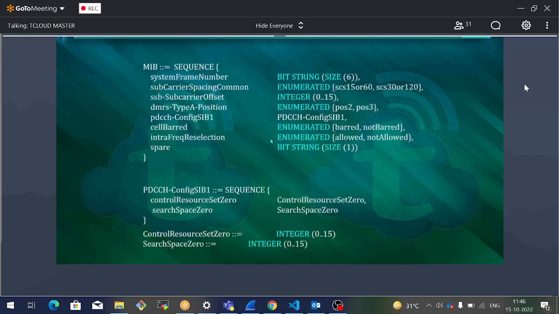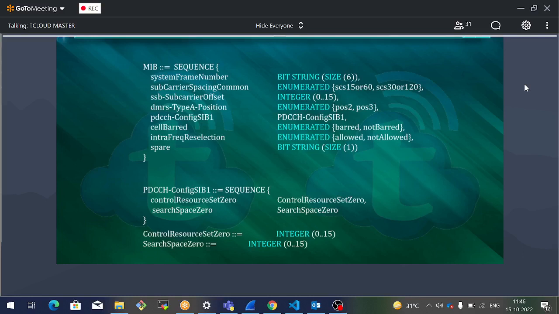The details that the mobile finds out from those 24 bits present in the PBCH is called the MIB, Master Information Block. Once it decodes that, the mobile will find these details. All of these elements' sizes together equal 24 bits. For example, the system frame number is 6 bits. What is the system frame number?